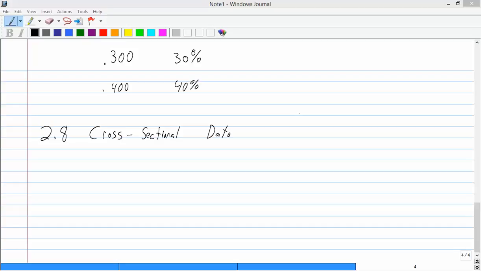Cross-sectional data are measurements that are created approximately at the same period of time. All right, so this is data, measurements, are created at approximately the same period of time.